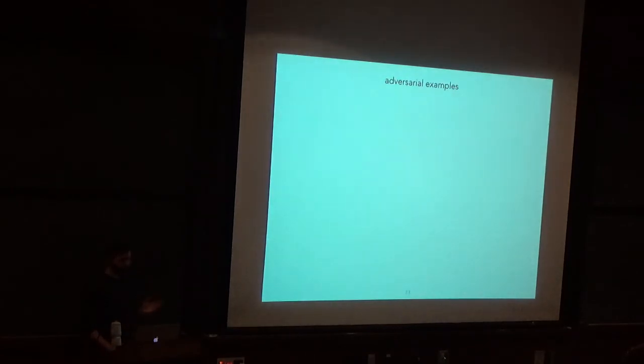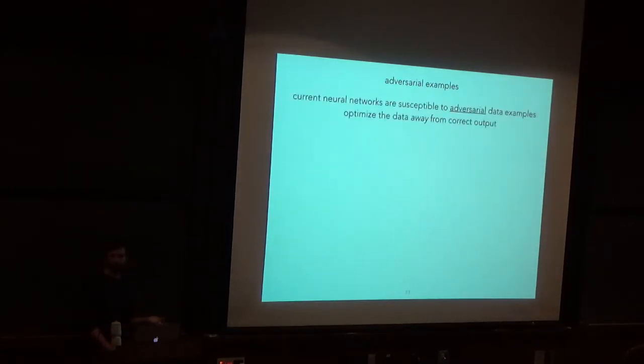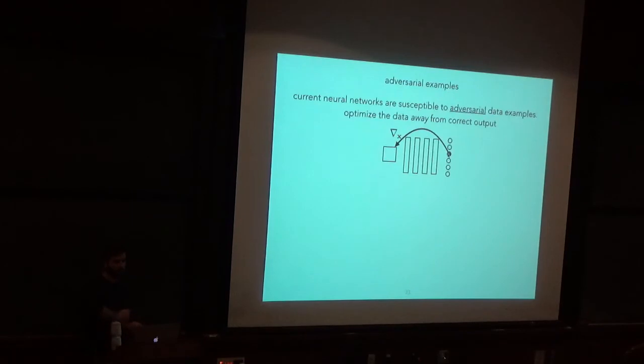Another kind of strange idea is this one of adversarial examples, which maybe you've heard about in the popular press. But the basic idea is that you have this network. Here I've drawn it as a series of boxes, but you have this output here. And you're actually going to take the gradient of the output with respect to the data itself.